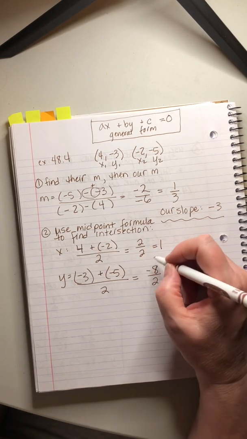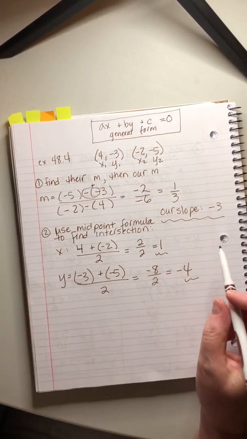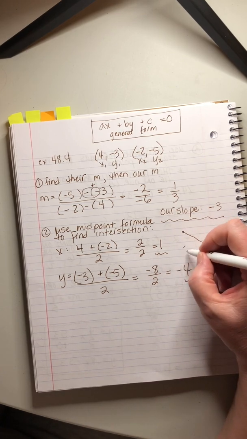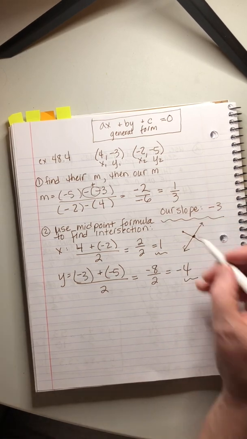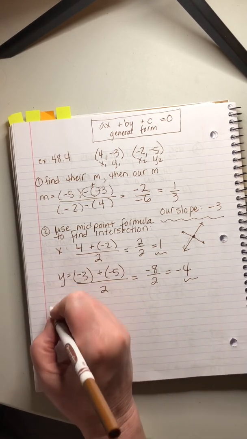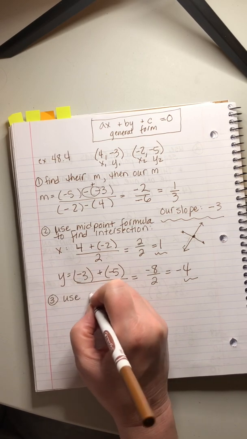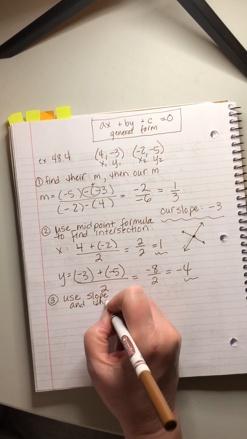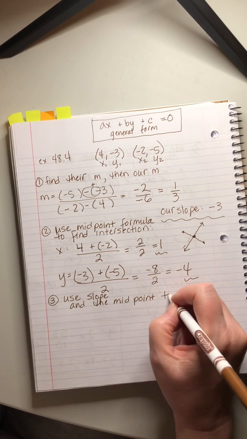We use those cute little formulas to find, now we know, this is the point that is the intersection. Like in our last problem, there was the segment and there was our perpendicular bisector. This is the point right in the middle. It's in the middle of the segment, but it's also on our line. So now use the slope and the midpoint to solve for b.